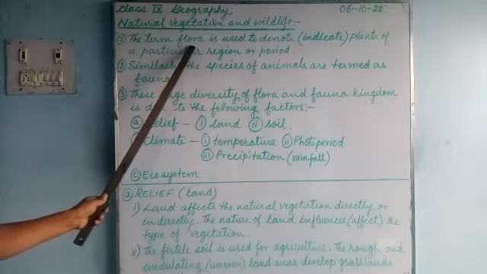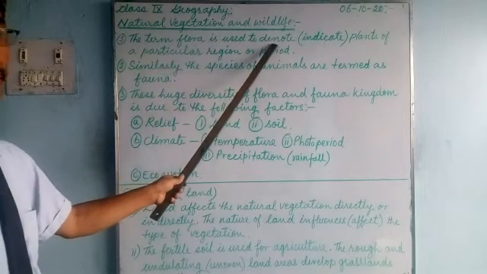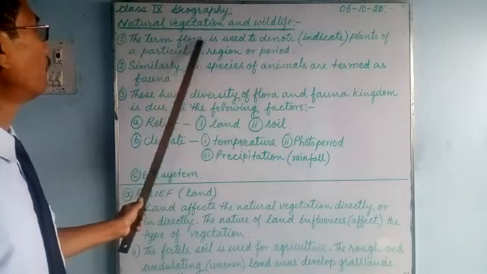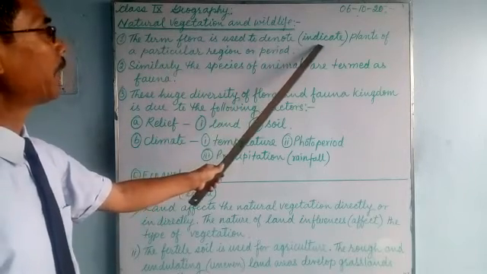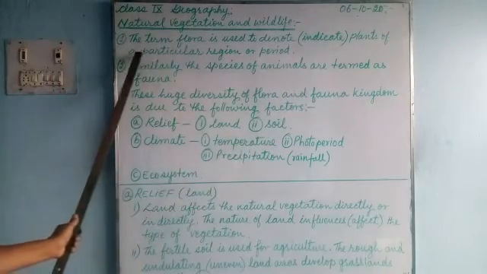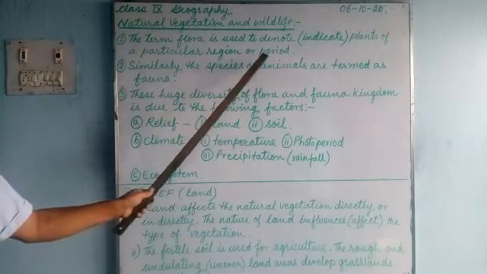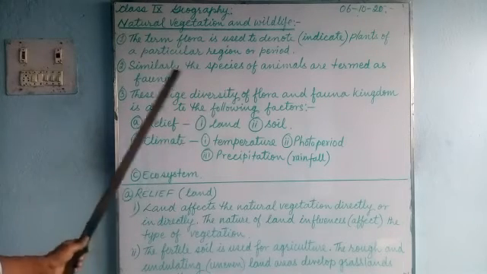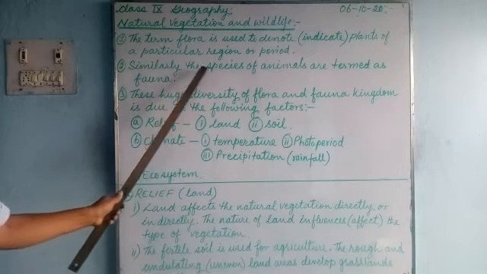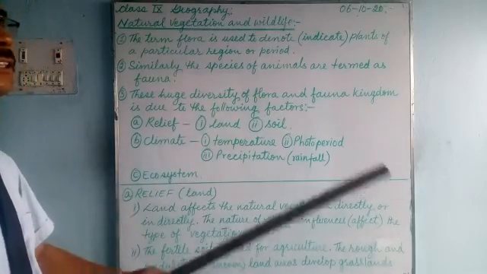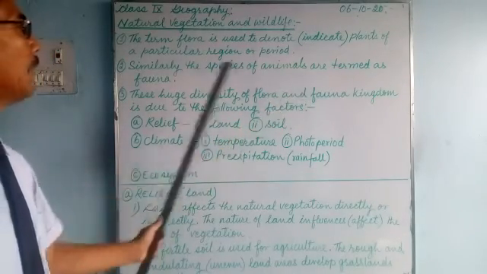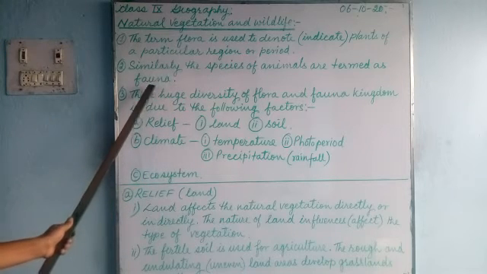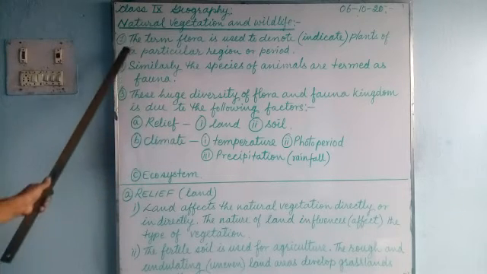The term flora is used to denote or indicate the plants of a particular region or a period. That is called flora. Similarly, the various species of animals are termed as fauna. They are termed as fauna: flora and fauna. So these are the two terms.